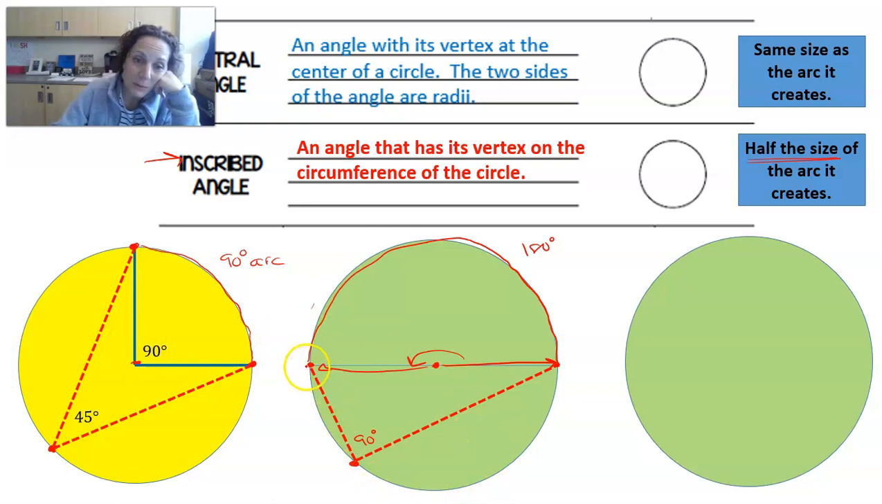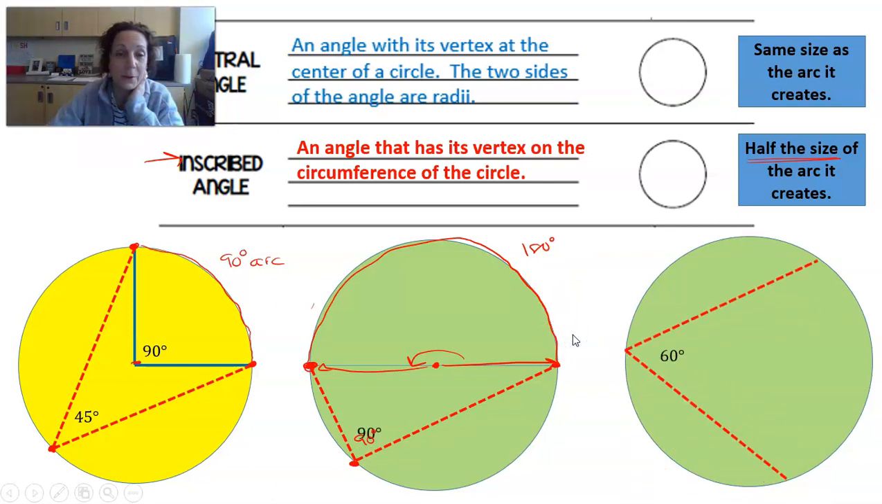Instead of it creating a 90-degree arc when it meets the sides of the circle, it creates exactly double that. It creates this 180-degree arc. All right, so let's see if we can use that the other way around.